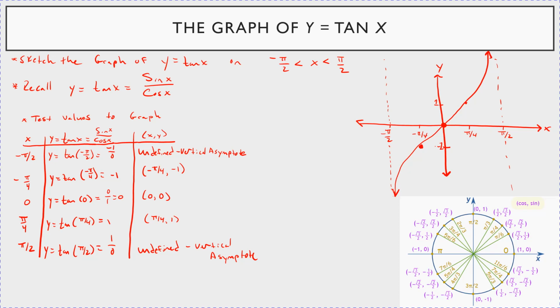Okay, so this is important because it's sine of x divided by cosine of x, right? So what's going to happen is whenever cosine of x is equal to 0, okay? So that's pi over 2, 3 pi over 2, 5 pi over 2, 7 pi over 2, negative pi over 2, negative 3 pi over 2. You're always going to have these vertical asymptotes.